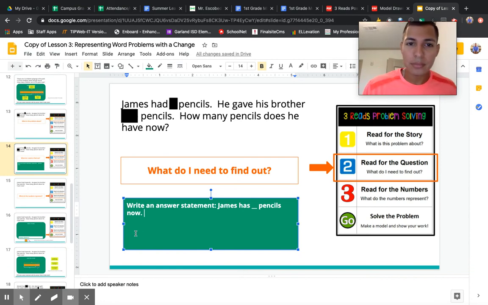Okay. So we know, right? James has blank pencils now. That's what we're trying to find out. He's giving his brother some. That's giving you a hint. He's giving some away, right?